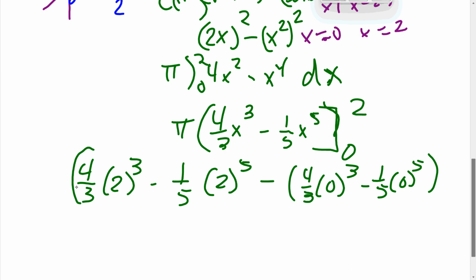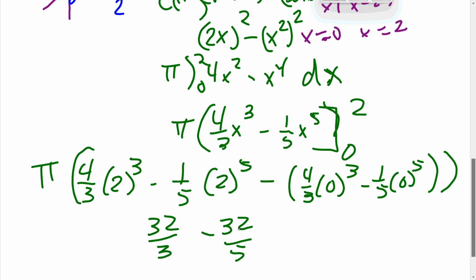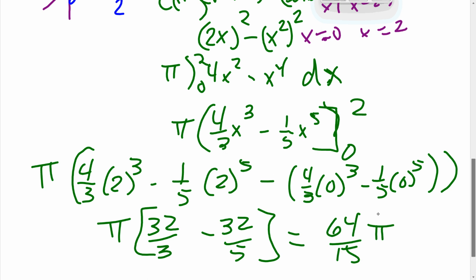Okay, and then there's pi out front. So you plug these in, and you get 32/3 minus 32/5. Not 32/5. Yeah, you do. The pi out front. So that reduces down to 64/15 with a common denominator. So there's your final answer for that. Yay. All right, next problem.